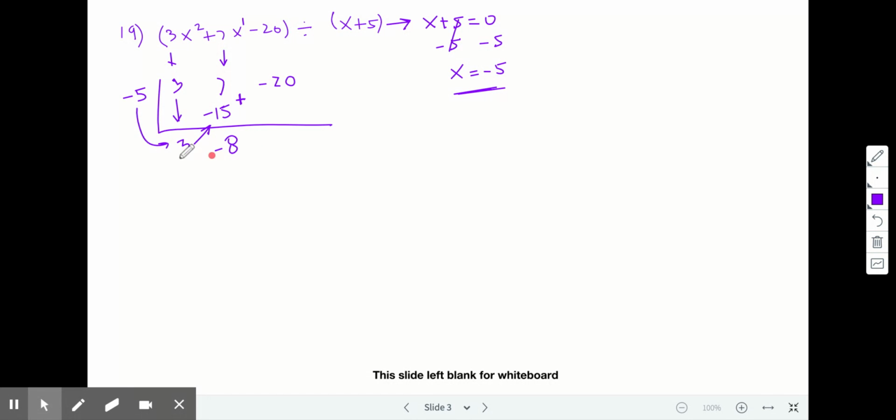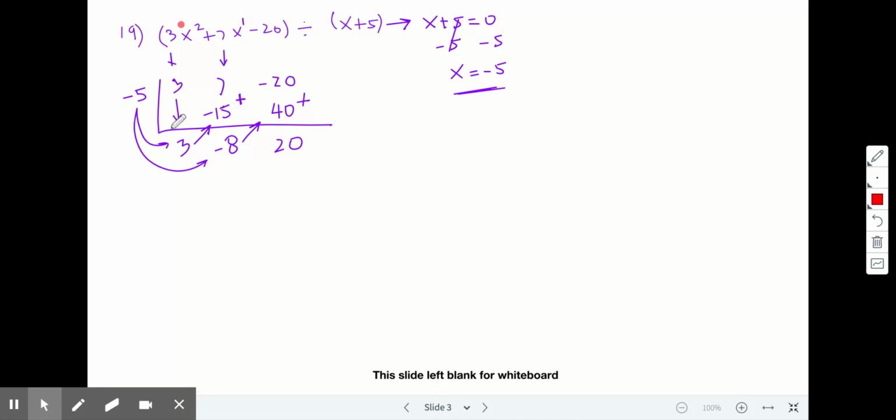Once I have a value on the outside, it's going to be multiplied times my negative 5. In this case, it's going to be positive 40. It goes inside the box. And then coming down, I add, which is 20. And I'm done with synthetic division. The whole idea is to understand what we just did. So this is just the math part.